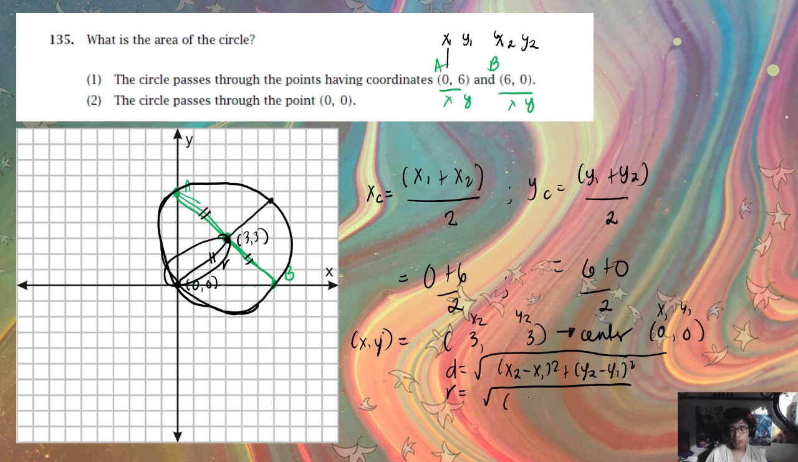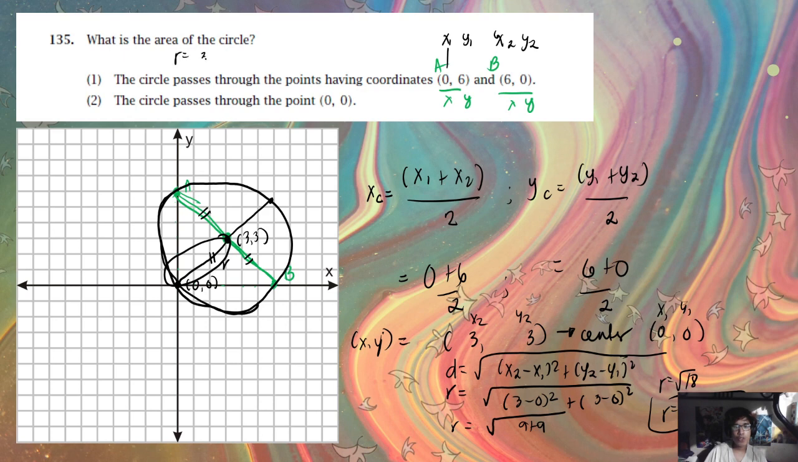So we have here x sub 2, which is 3, minus 0 squared, plus y sub 2, which is 3, minus 0 squared. Therefore, r is just equal to the square root of 9 plus 9. The radius is just equal to the square root of 18, and therefore the radius of our circle is just equal to 3 square root of 2 units.